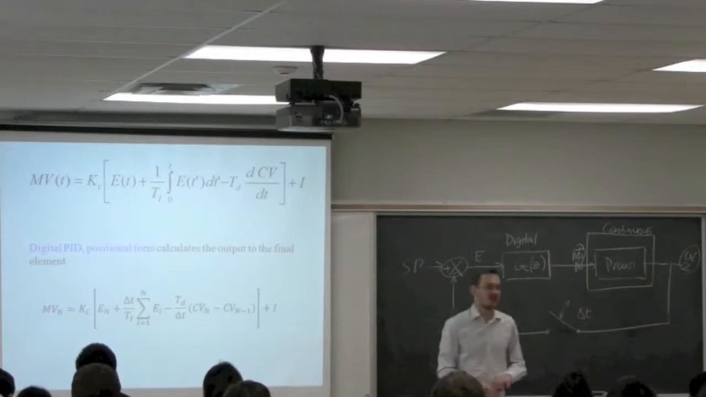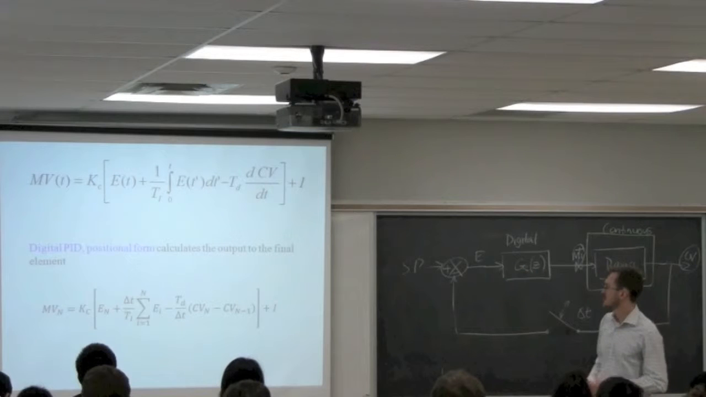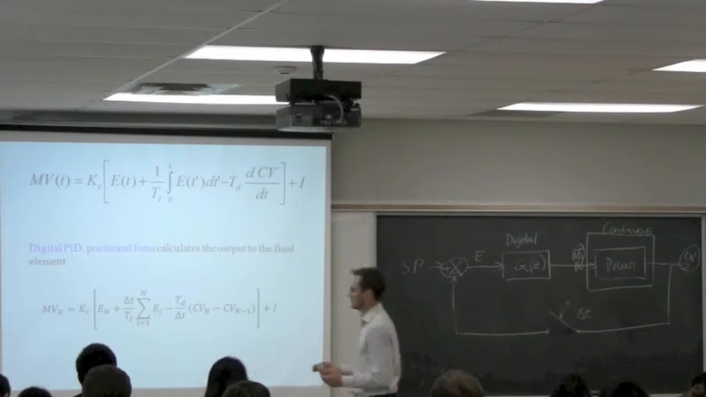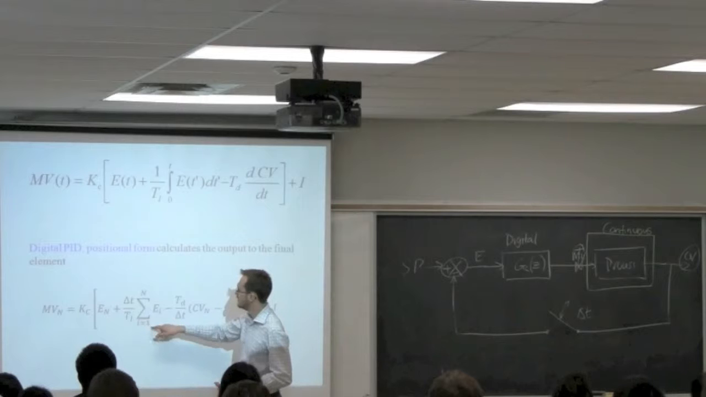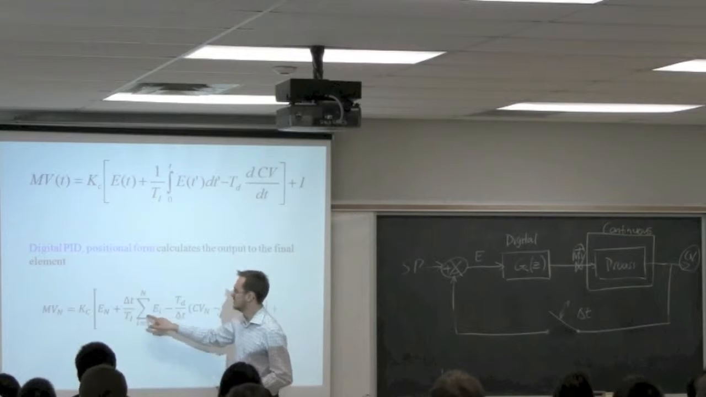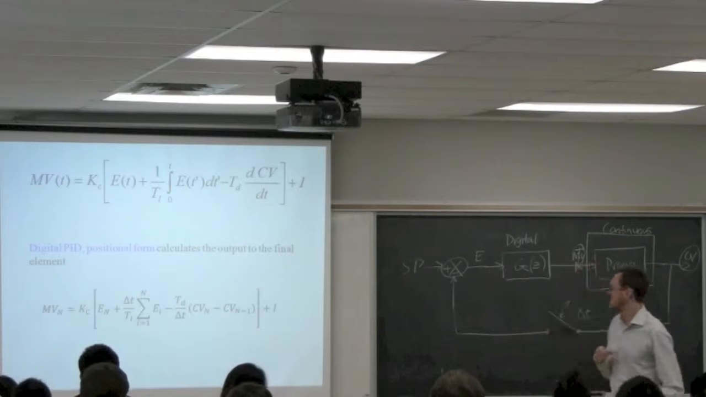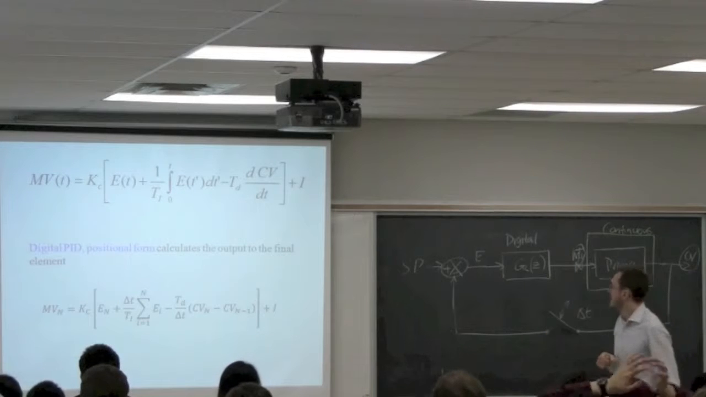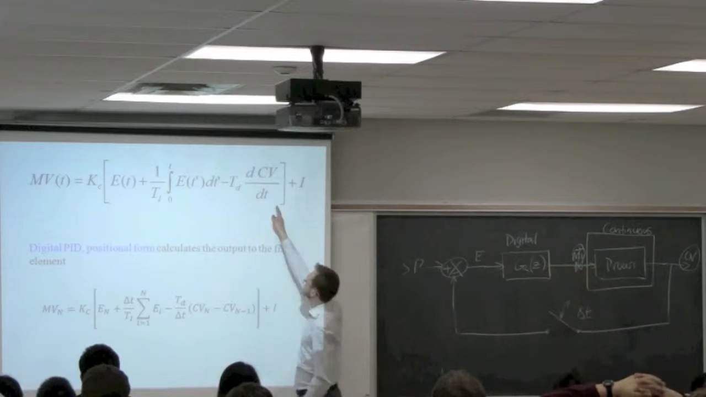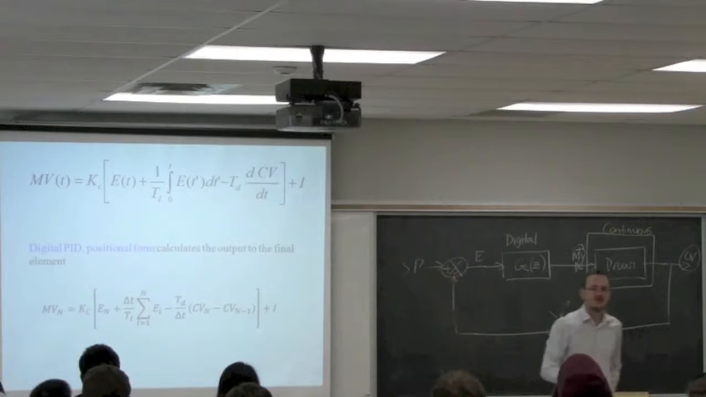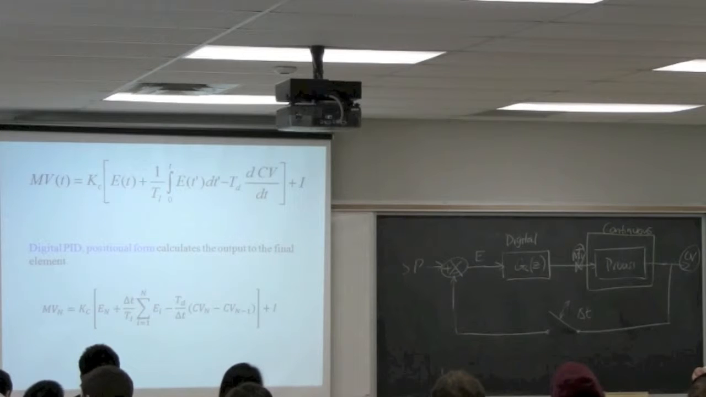And for the integral, we can use all the stuff that you learned in 3E to estimate an integral. You can just use the simple rectangular approximation. That integral is the sum from 1 to N of the errors multiplied by delta T, the width of the rectangle. That approximates an integral. And a derivative can be approximated by the backwards difference formula, CV minus CV at the previous time step. So you're comfortable with those terms, backwards difference formula and rectangular integration to approximate an integral, and that's your digital controller.